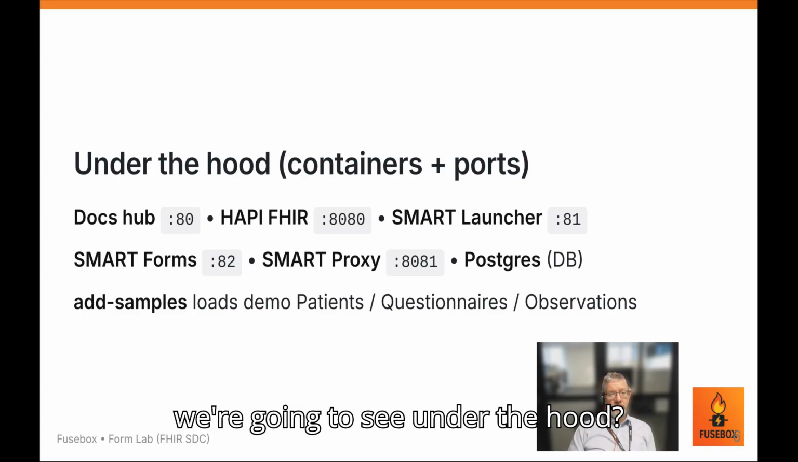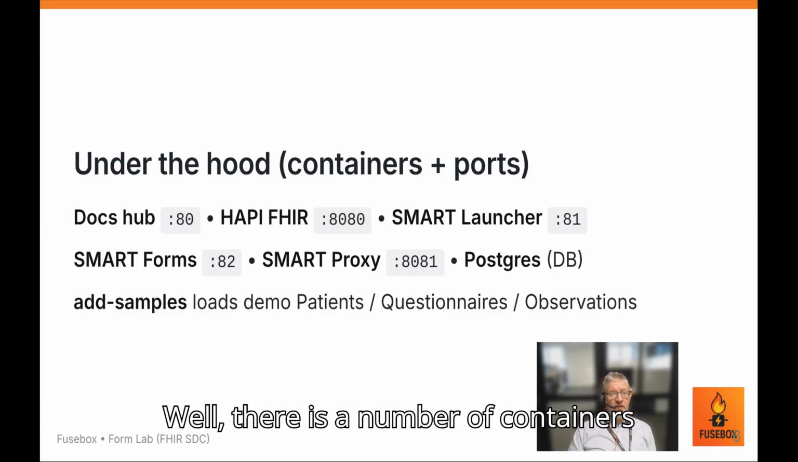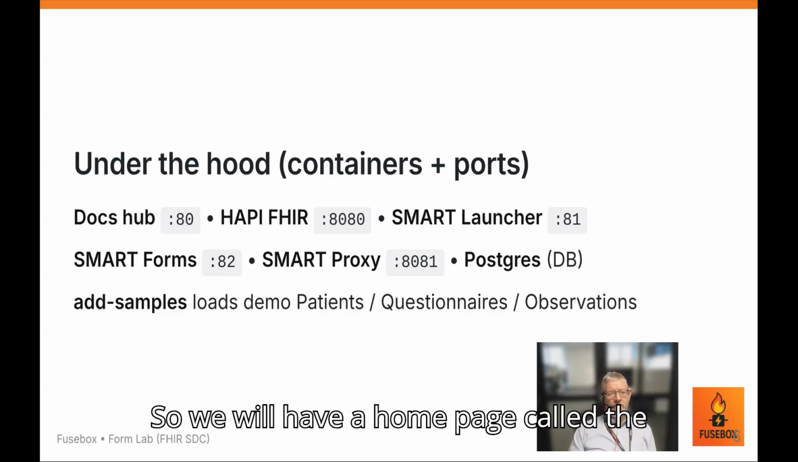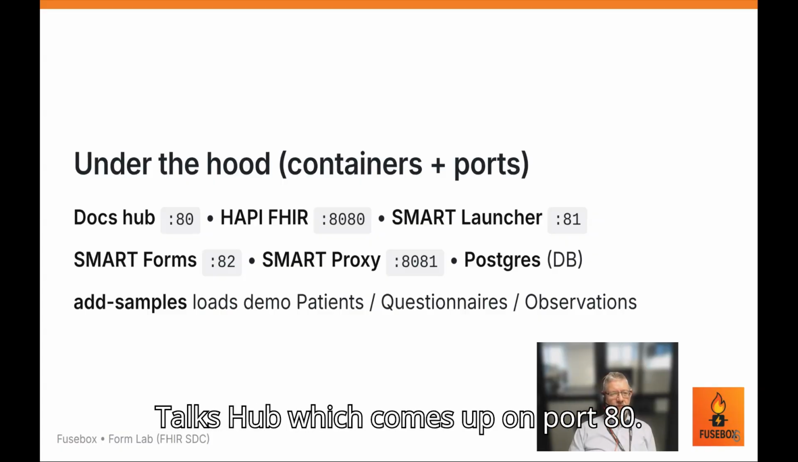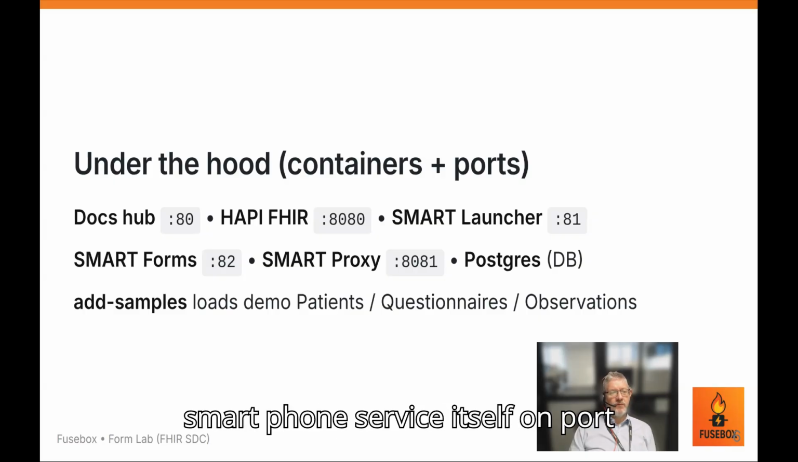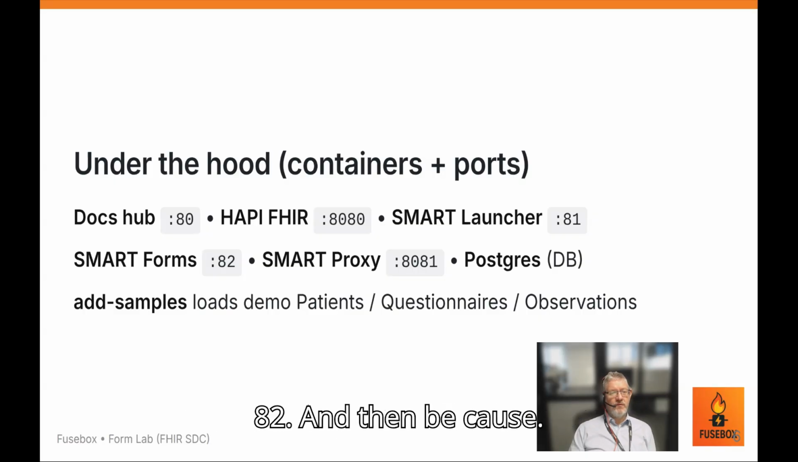What are the things we're going to see under the hood? Well, there are a number of containers that spin up in the composition. We will have a home page called the Docs Hub, which comes up on port 80. We will have a HAPI FHIR server, which runs on port 8080. We will have the launcher for the forms, the hospital system, on port 81, and the smart form service itself on port 82.